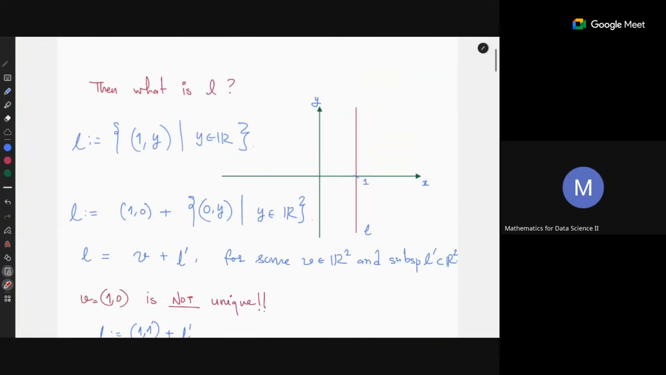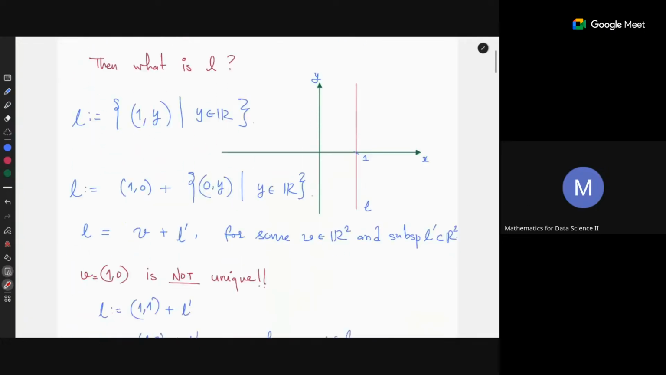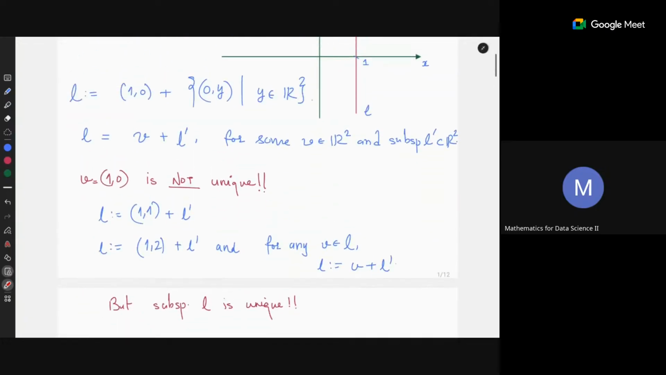So these subsets are called affine subspaces. They are not subspaces actually, but they are affine subspaces. They are like a parallel copy. They are shifted subspaces in your vector space. And the shift, or the translation, is given by any vector in that subset.